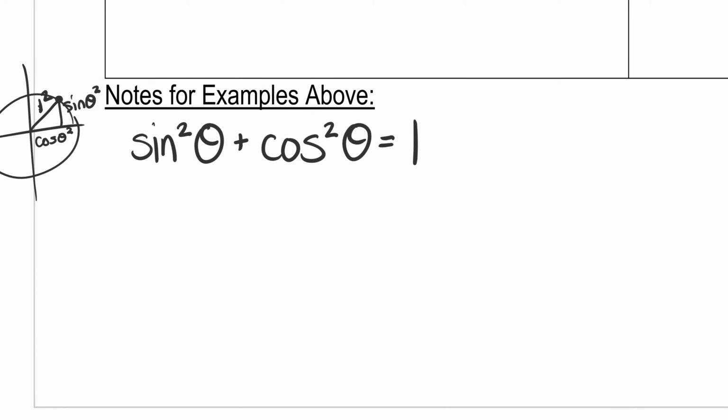So sine squared plus cosine squared equals 1. I can rewrite this in two other ways. Let's say that I want sine squared only.